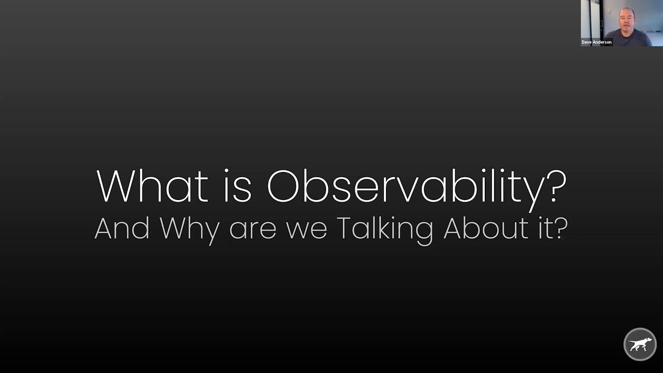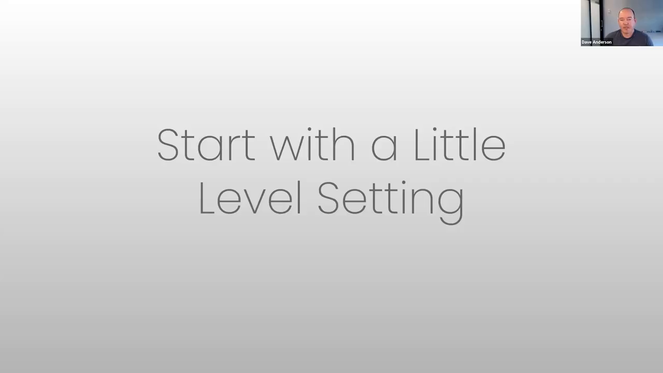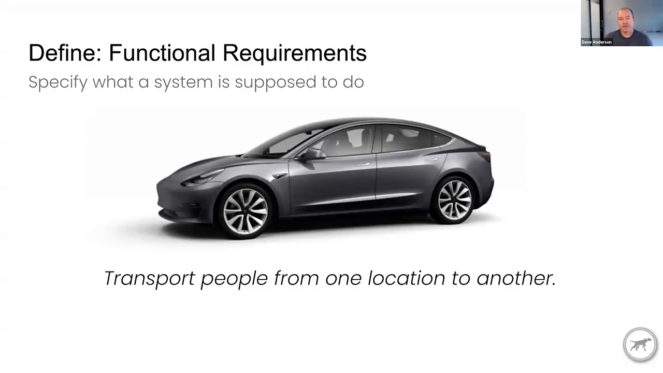So first, what is observability and why are we talking about it? Let's start with a little bit of level setting. Systems have functional requirements, you know, cars, software, applications. A functional requirement specifies what a system is supposed to do, right? So a car, for example, transports people from one location to another.